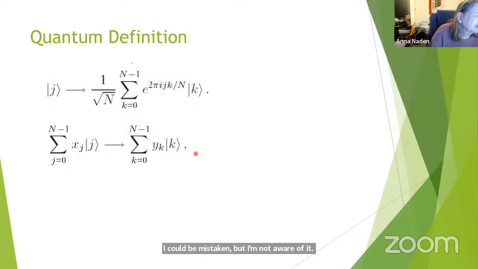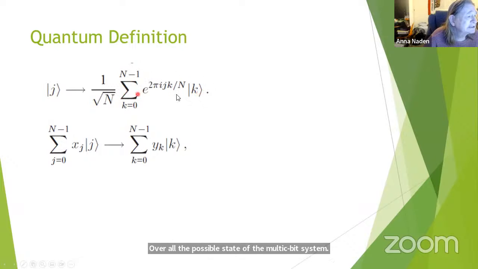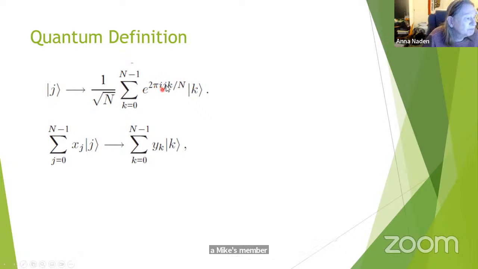Here's the quantum definition of a Fourier transform. This is the sum over all the possible states of the multi-qubit system. This number here is very interesting, and you should try to focus on this if you want to understand the algorithm. This is a phase factor. It's a complex number whose norm, whose magnitude is 1, and whose phase is different for each quantum state.